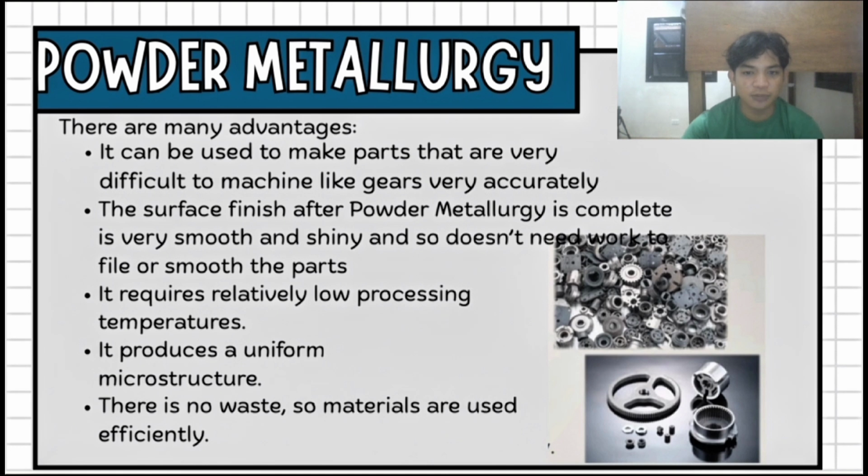First, it can be used to make parts that are very difficult to machine, like gears, very accurately. Next, the resulting surface is often very smooth and shiny, minimizing the need for subsequent finishing work. Third, it requires relatively low processing temperature compared to melting metals, which saves energy. Fourth, it produces a uniform microstructure in the material, leading to consistent material properties throughout the part.